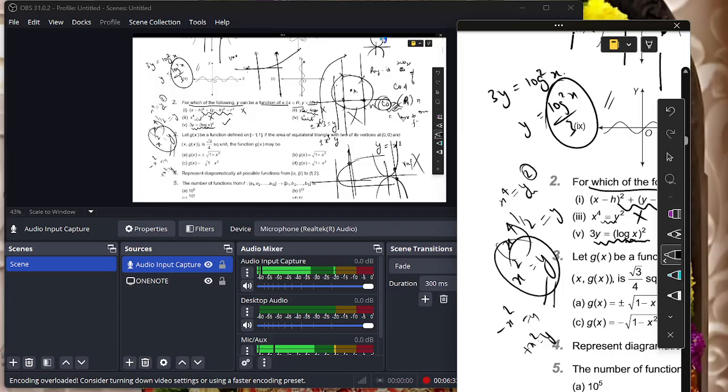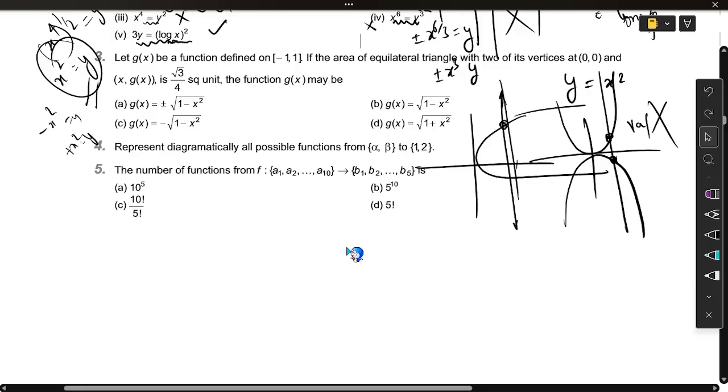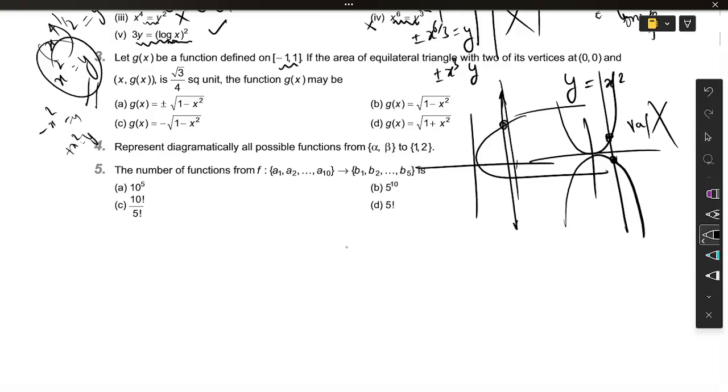Now we have moved to the next question, which says: let g(x) be a function defined on -1 to 1. If the area of an equilateral triangle with two of its vertices at (0,0) and (x, g(x)) is root 3 by 4 square units, the function g(x) may be... So basically it says g(x) is a function defined on this interval -1 to 1.